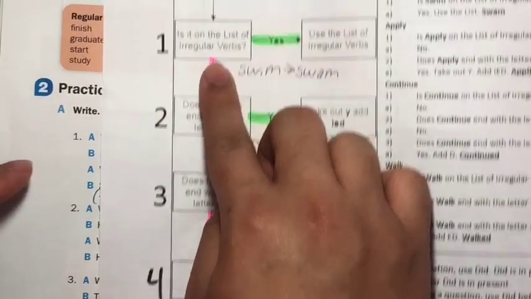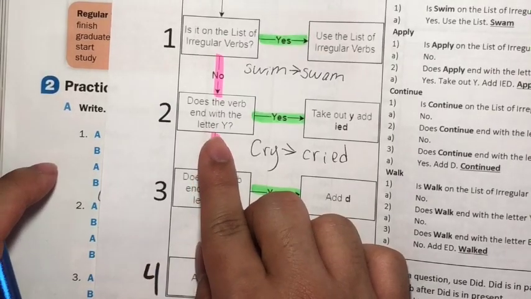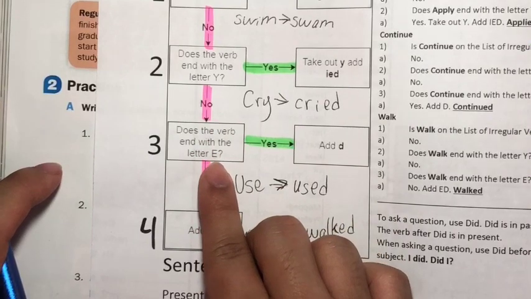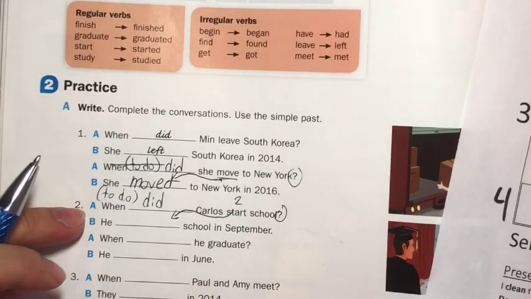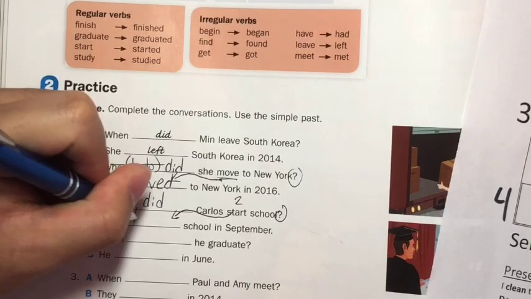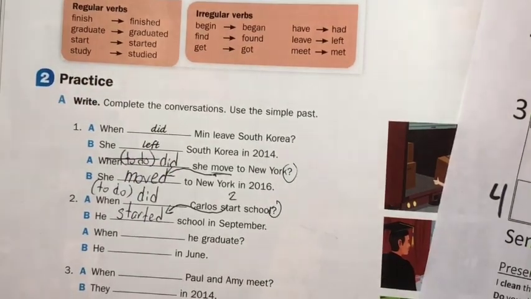Start. Is it irregular? No. Does it end with the letter Y? No. Does it end with the letter E? No. So we write ED. When did Carlos start school? He started. He started school in September.